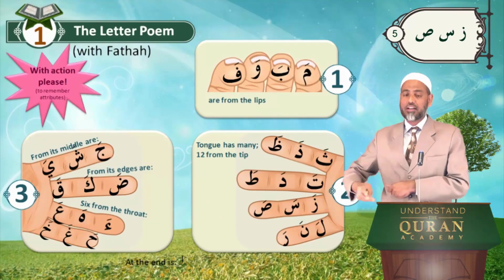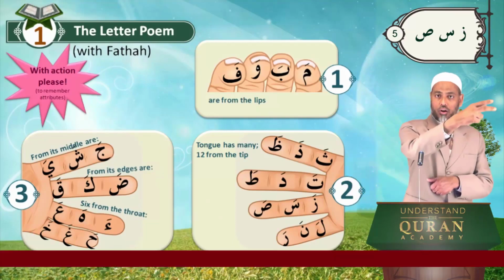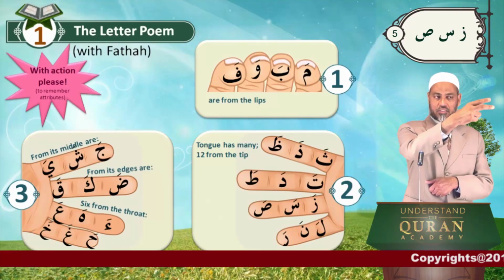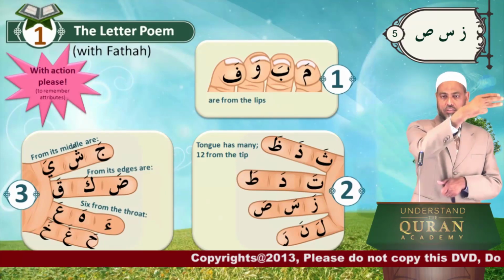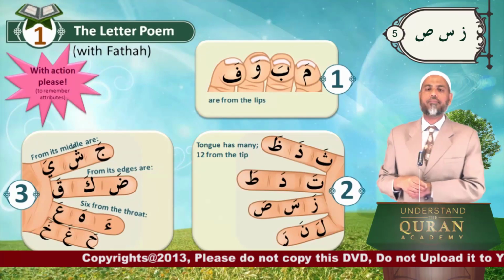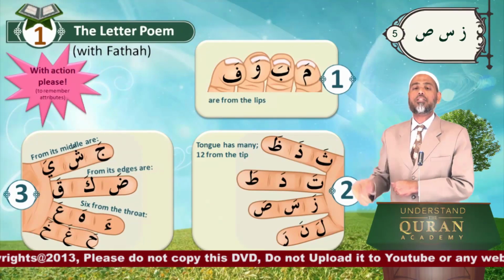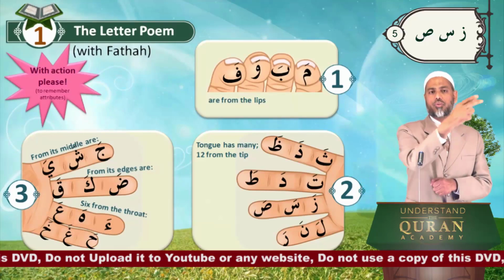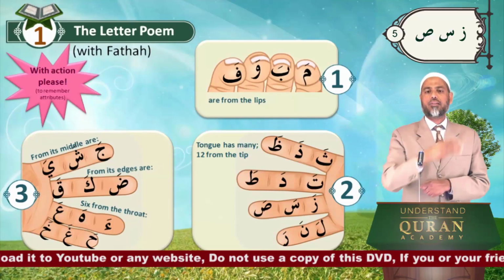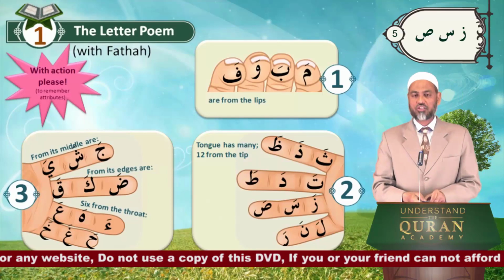And then with the second finger. Ta, da, pa. Very thick and high. The third letters in this case. Za, sa, sa. Very thick and high. Again, tongue has many, 12 from the tip. Tha, the, va. Ta, da, pa. Za, sa, sa. And we'll continue, inshallah.